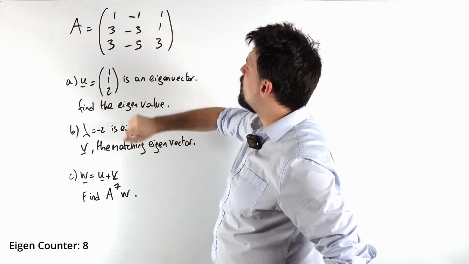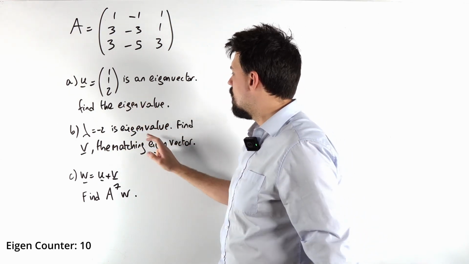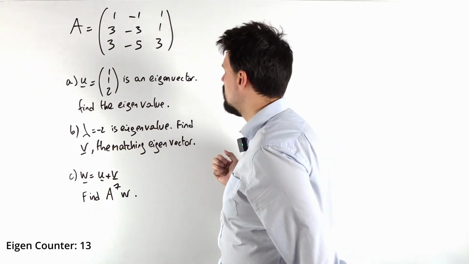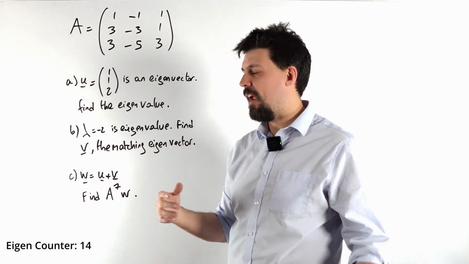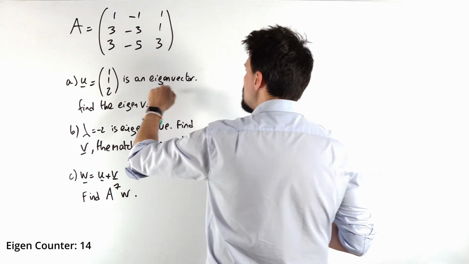We have a 3 by 3 matrix. We are told an eigenvector, let's find the eigenvalue. We're given a different eigenvalue, find the eigenvector, or an eigenvector that goes with it. And then we're going to do something with these two eigenvectors and play around with it a little bit. So, this is an eigenvector.